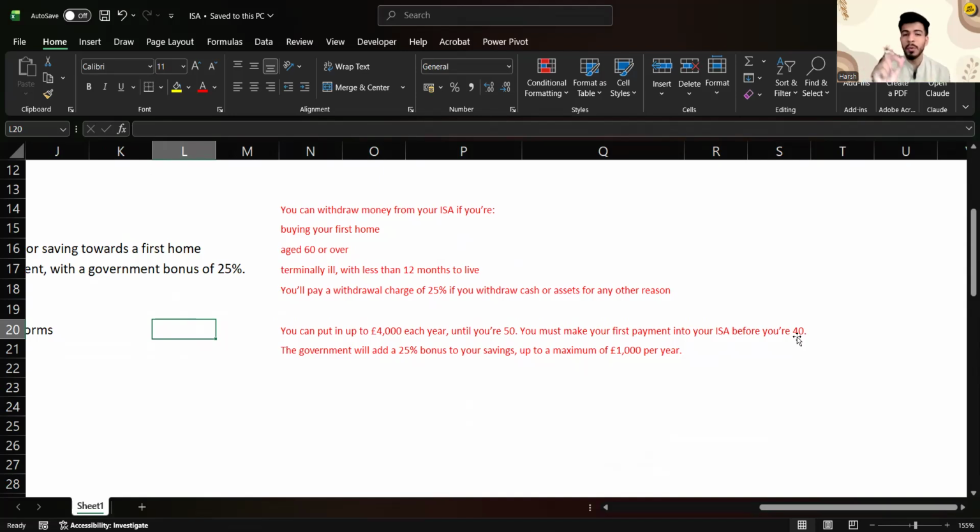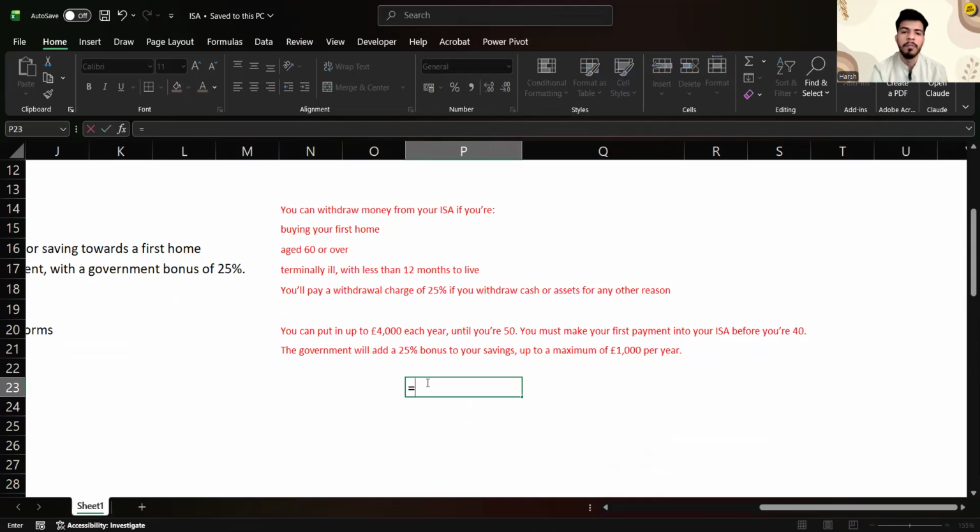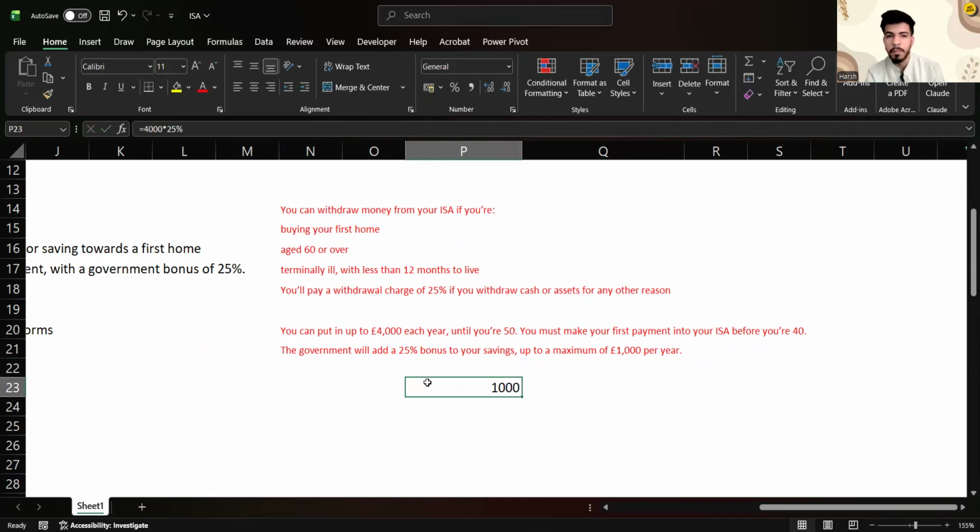The government will add a 25% bonus to your savings up to a maximum of £1,000 per year. So let's say if you invested the full amount, that is £4,000, the limit, you are going to get £1,000 per year from government as a bonus. Okay. This is a benefit. This is really a great benefit if you are saving towards your first home or retirement.